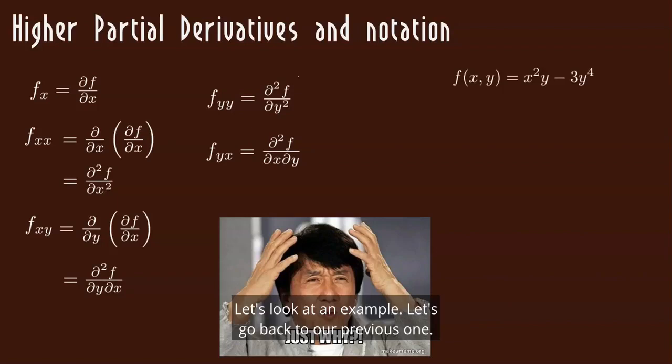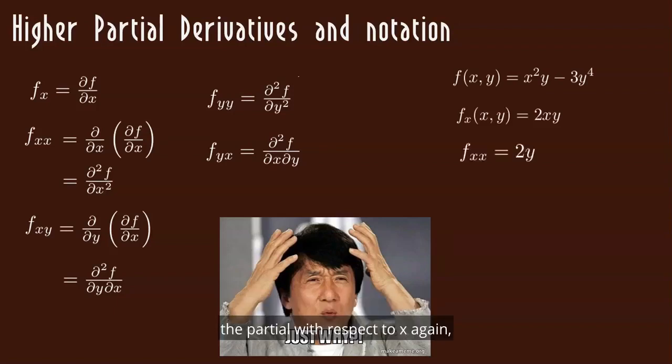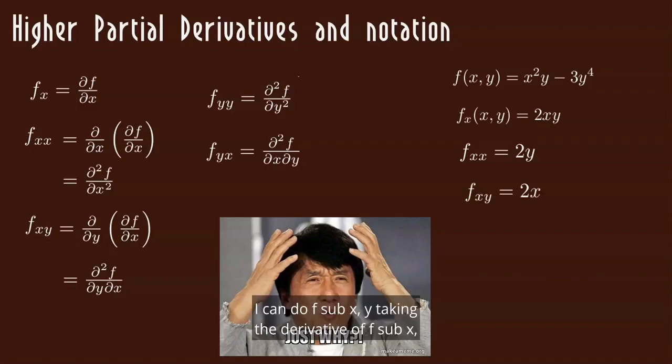Let's go back to our previous one. I have x squared y minus 3y to the fourth. I already know that the partial with respect to x is 2xy. The partial with respect to x again, well, I take this expression, 2xy. If I'm taking that with respect to x, 2 and y are treated as constants, so the partial with respect to x again is 2y. I can do f sub xy, taking the derivative of f sub x with respect to y, and now 2x is treated as a constant. I get 2x. I'm getting really tongue-tied doing this.